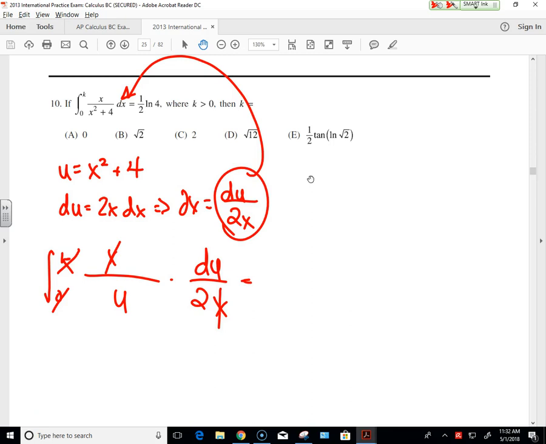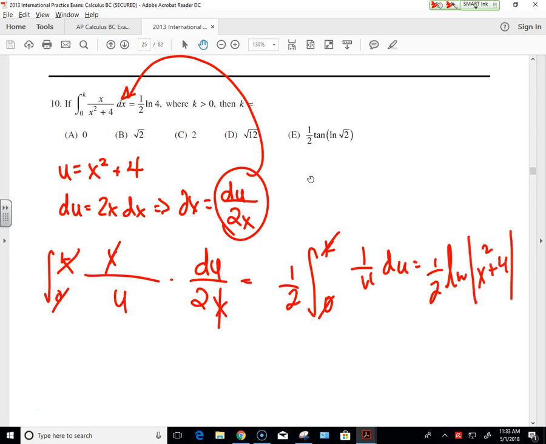So I end up with 1/2 the integral, crossing out the 0, crossing out the k, so they can't take points away. 1 over u du, which will end up equaling, I know it's not an FRQ, I'm just solving as though it were, 1/2 ln of, let's get back in our x squared plus 4. Now I can bring back in our 0 to k.